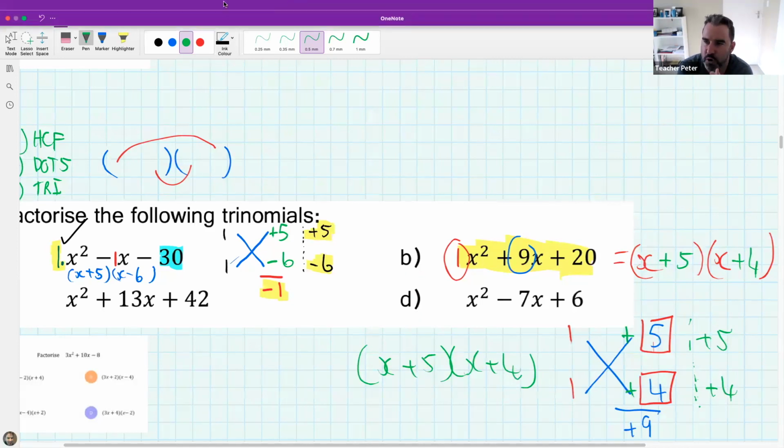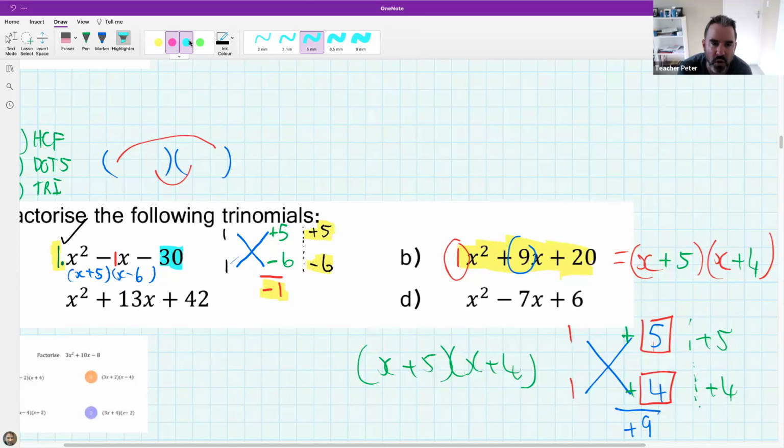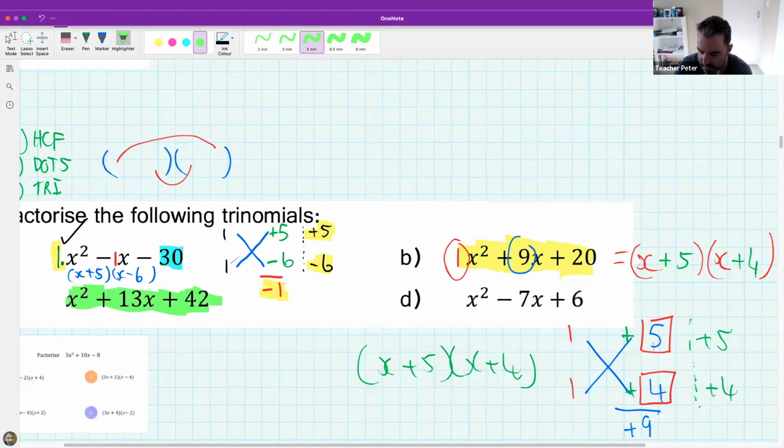I know I said I'd give you a break, but I just want to finish. I want to do one more like this. Can we all try and do x squared plus 13x plus 42? You can either do it by inspection or you can use my method that I was showing there. And we're going to take a break.